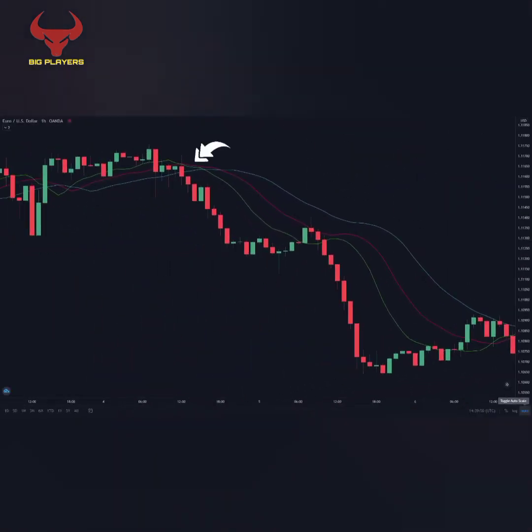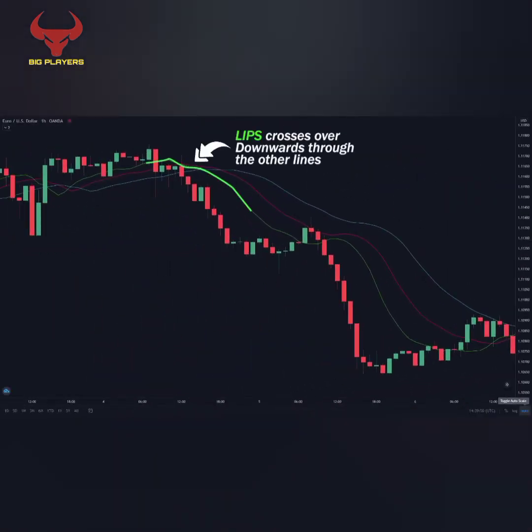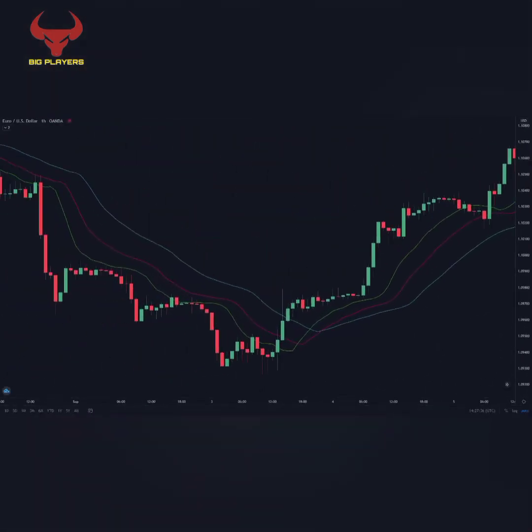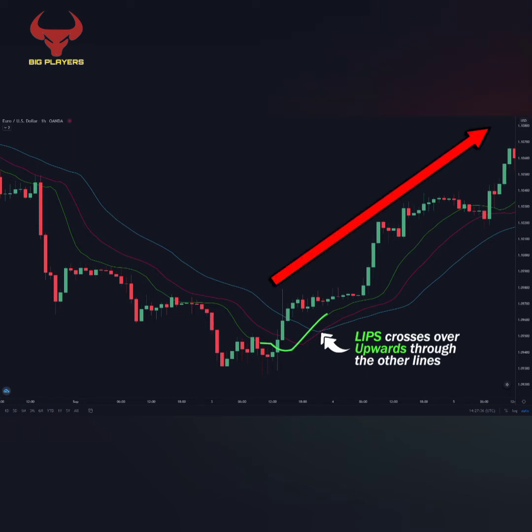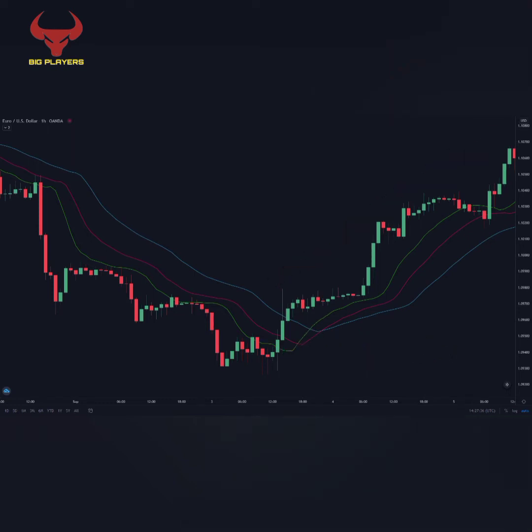When the lips cross downwards through the other lines, it indicates that there may be a chance that the market is on a downtrend. And if the green line crosses upwards through the other lines, it indicates that there may be a chance that the market will be uptrending. But don't take positions yet. There are other important factors that we need to discuss before confirming that it's a trend.